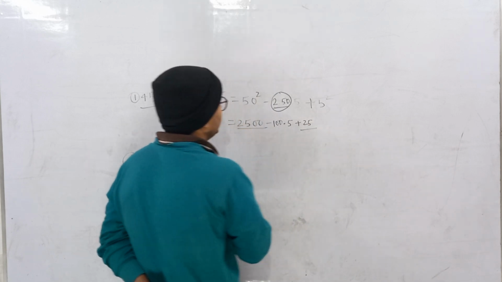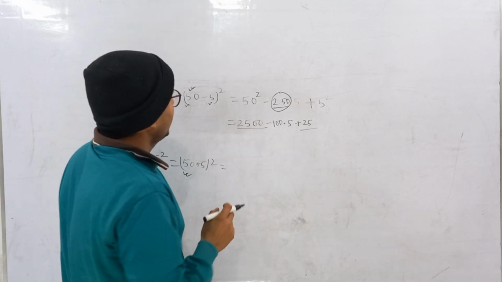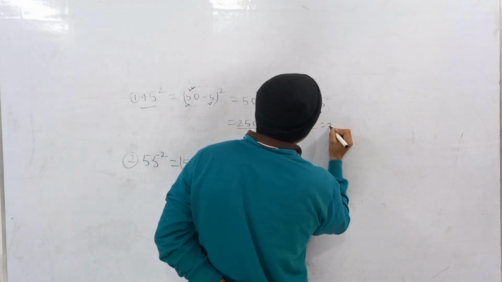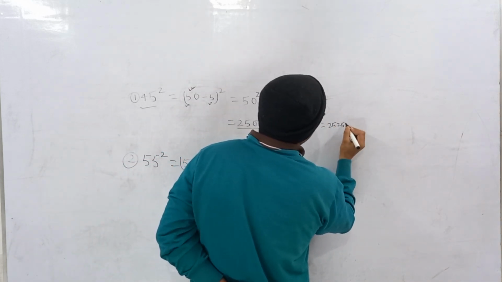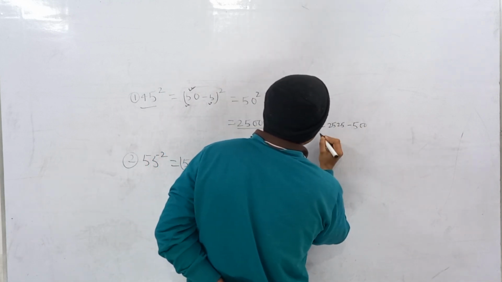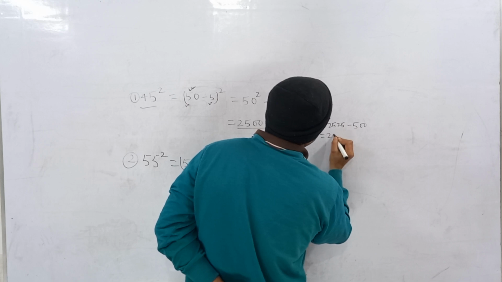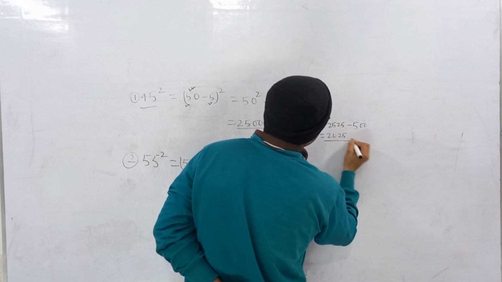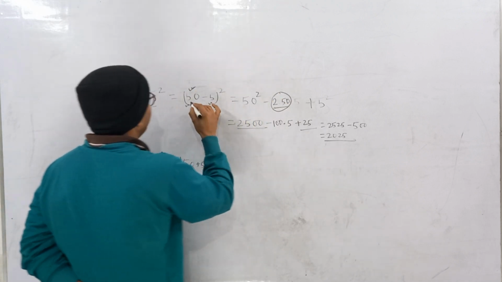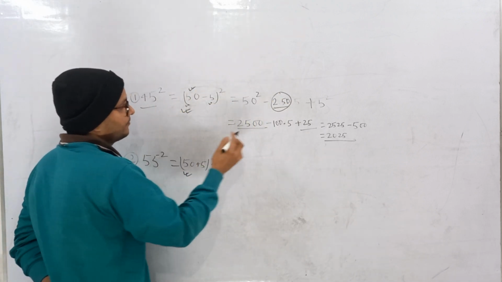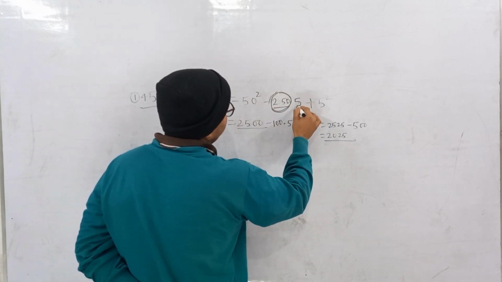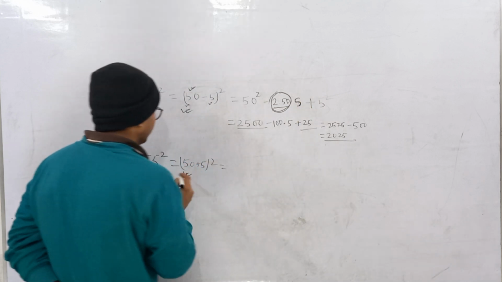From here you can easily find 2500 plus 25, 2525, minus 500. So you get 2025. Easily you have found it. So what is the trick? The trick is simple. We take the base 50, and 2 into 50 means always 100, and this multiple we will always use anywhere.